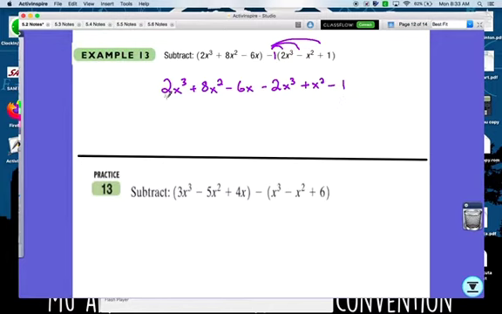Then I combine like terms. I've got 2x to the third minus 2x to the third. Those cancel out because 2 minus 2 is 0. I've got 8x squared plus 1x squared. So we've got 9x squared. I've got a minus 6x. That's the only term with x in it, so minus 6x. And then I've got the minus 1, the only constant, so I rewrite it.